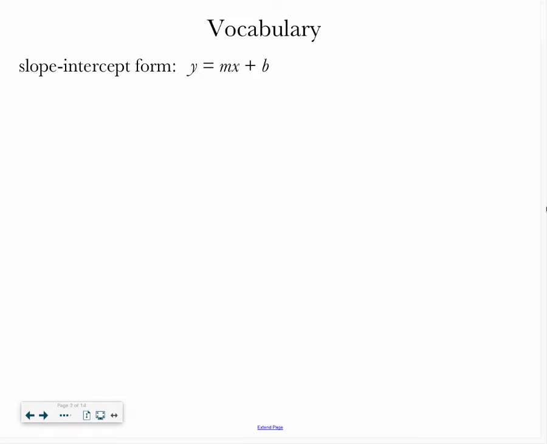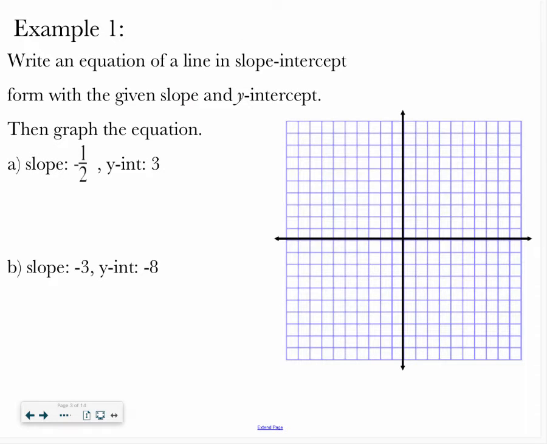Something for you to memorize if you have not done so already: our slope-intercept form equation, y equals mx plus b. It's very important that you have that memorized. So let's start by looking at example 1. We want to write an equation of a line in slope-intercept form. Quick review: what is slope-intercept form? y equals mx plus b.